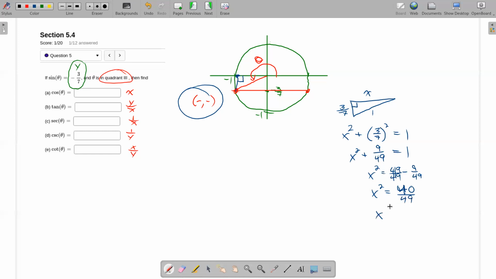Taking the square root, I get x is plus or minus square root of 40 over 49. And I recognize, again, 49 is a perfect square, so I can rewrite this as the square root of 40 over the square root of 49, which I can then say is plus or minus square root of 40 over 7. All right, so then I got to think, do I want the plus or the minus? Well, according to my picture, I'm looking for a negative x value, so I want not the plus, but the minus, negative square root of 40 over 7.